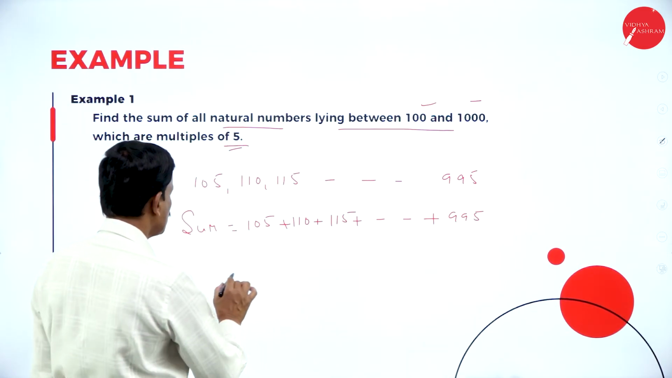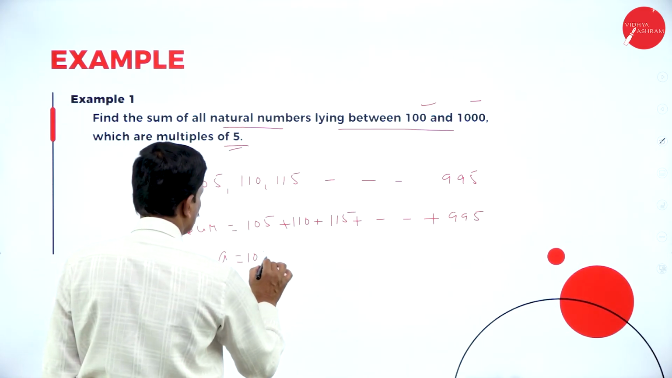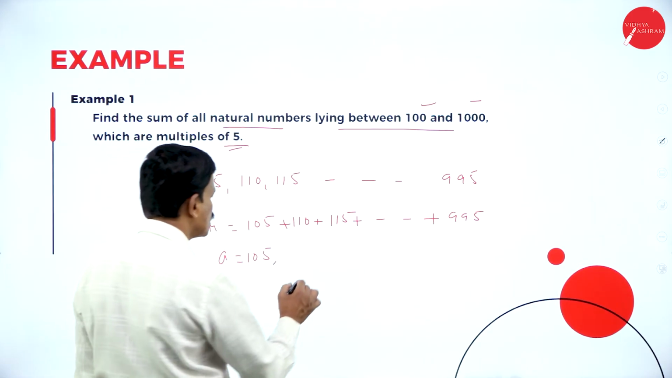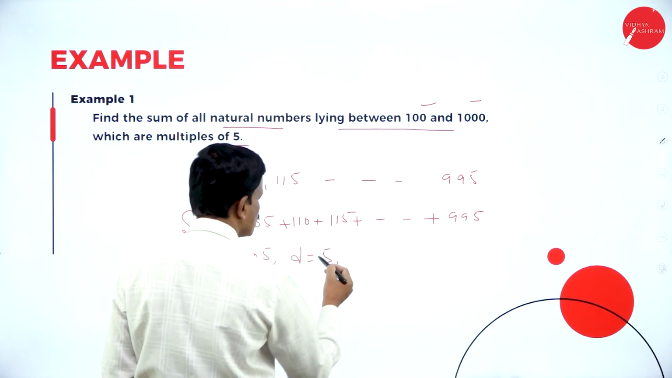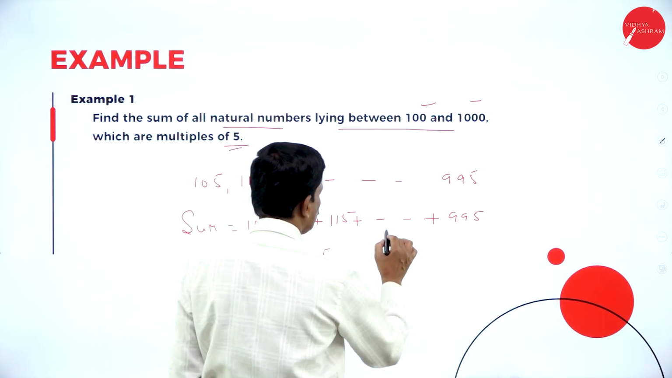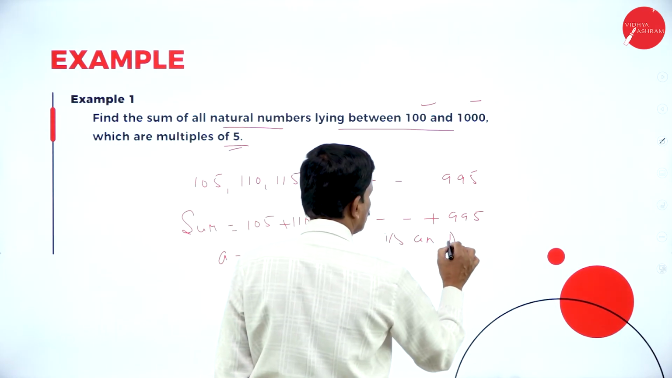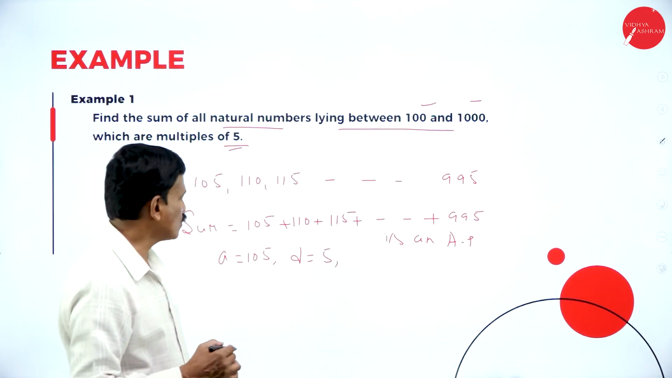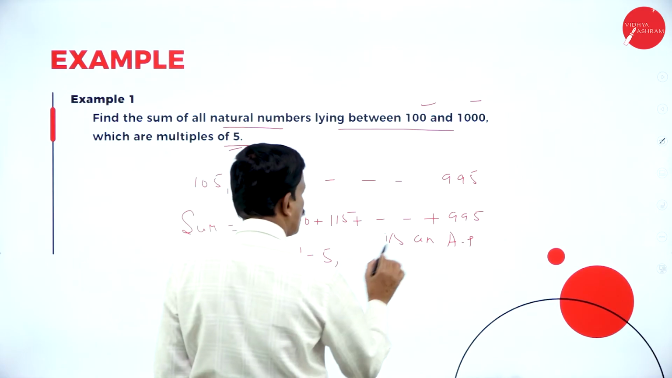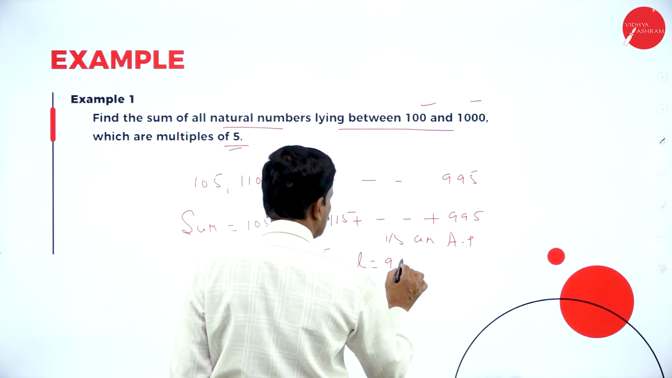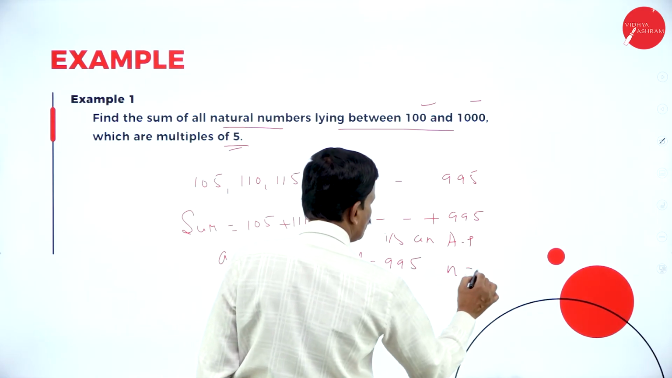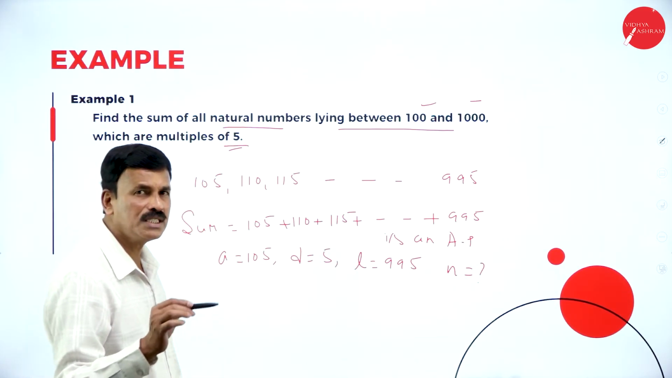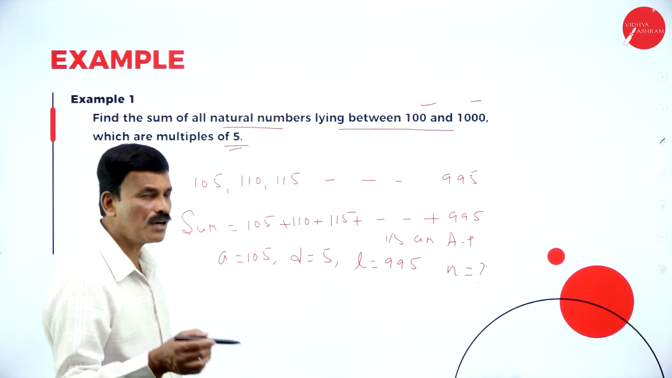Now write down the first term. A is equal to 105. This is an AP with the common difference D equal to 5. So this is an arithmetic progression where the first term is 105 and the common difference is 5, and the last term L is equal to 995. We don't know the number of terms. N is to be determined. First find out the value of N, the number of terms.